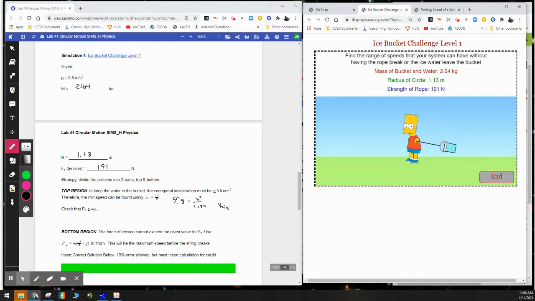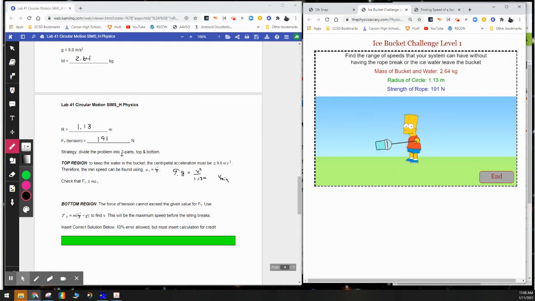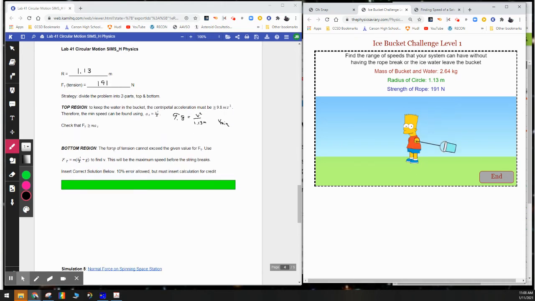Given is 9.8 meters per second squared. The mass of the bucket is given here, and that should go there. The radius is also given to us, and the strength of the rope, which would be tension in this case, is 191 newtons. So the strategy is to divide the problem into two parts, top and bottom. For the top region, to keep the water in the bucket, the centripetal acceleration must be greater than 9.8 meters per second squared. Therefore, the minimum speed can be found by using this equation right here.